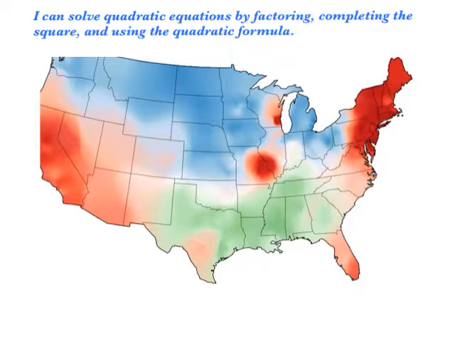I can solve quadratic equations by factoring, completing the square, and using the quadratic formula. Below is a map of the United States, and a rather difficult trivia question is, what do the colors represent?